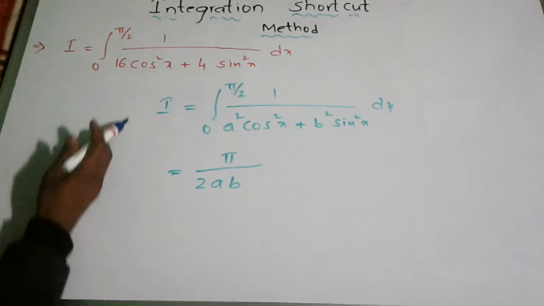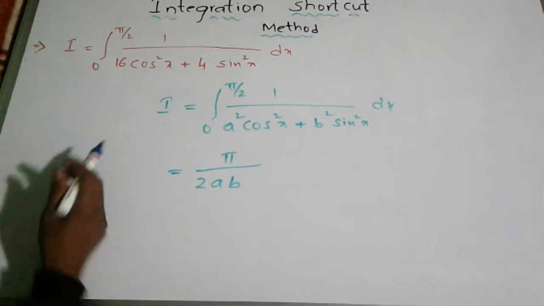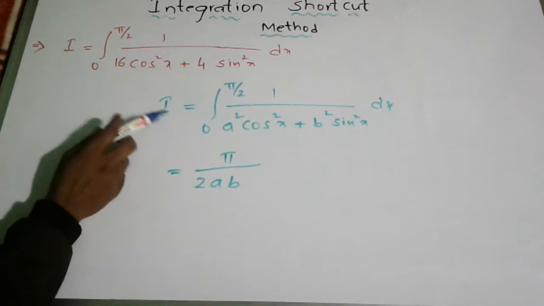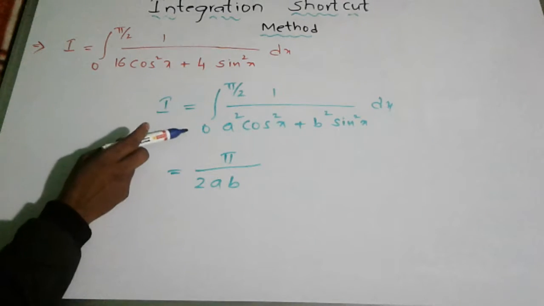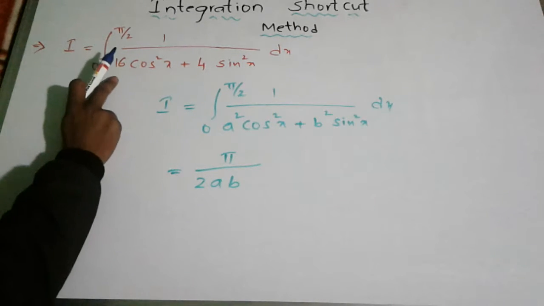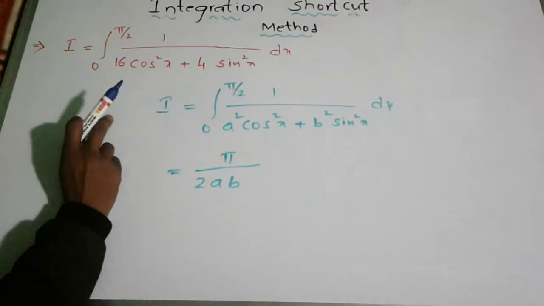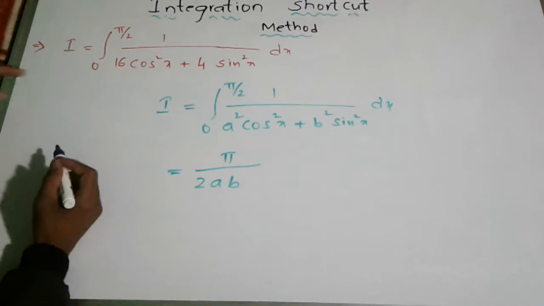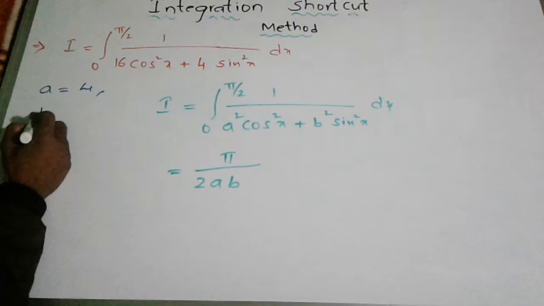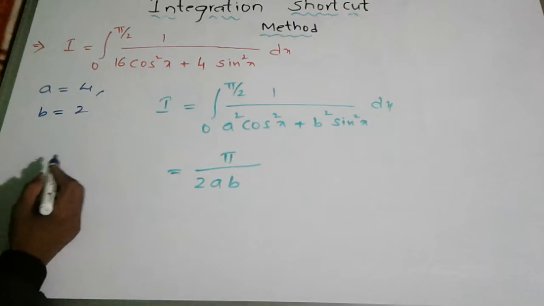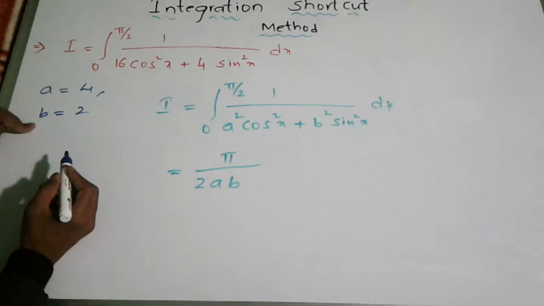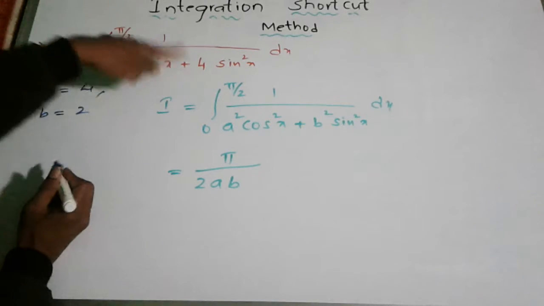In this, the question is in the general format, right? You may check once again. Here we have the integral 0 to pi by 2, and this is in the form of a square cos square x plus b square sin square x dx, right? That means here the value of a is 4, and the value of b is 2, because the value of a square is 16 which we have here, and the value of b square is 4 which we have here, right?